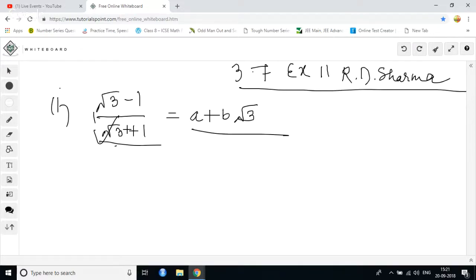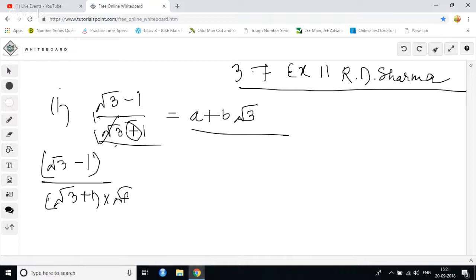You look at this sign. If this sign is positive, you convert it to negative and multiply in the numerator and denominator. If this is negative, you convert it to positive and multiply in the numerator and denominator. I am going to do the same thing. I am going to rationalize it. So this would be root 3 minus 1 divided by root 3 plus 1, and as this is plus 1, I'll multiply it with root 3 minus 1.